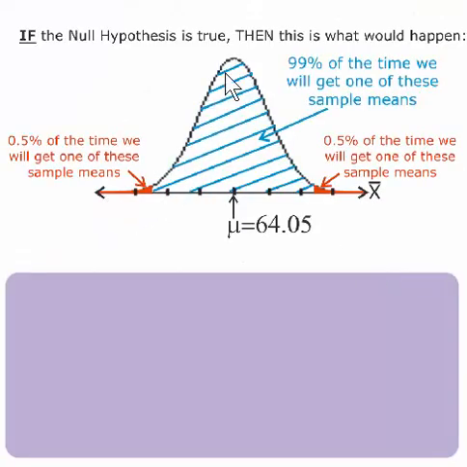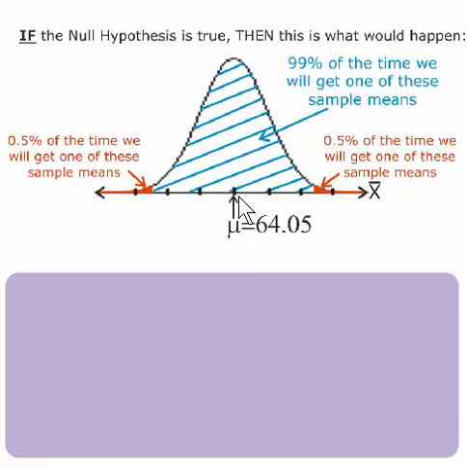Its shape would be normal because the population is normal. Its center would be 64.05 if the null hypothesis is true. Its spread is equal to the population standard deviation divided by the square root of the sample size.